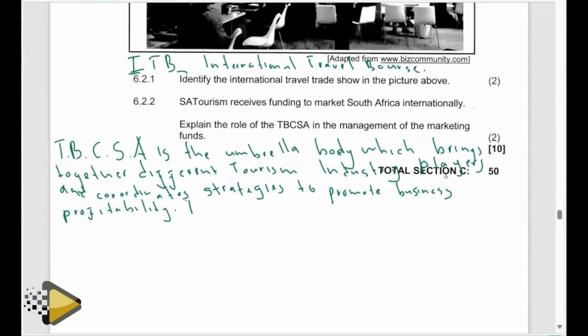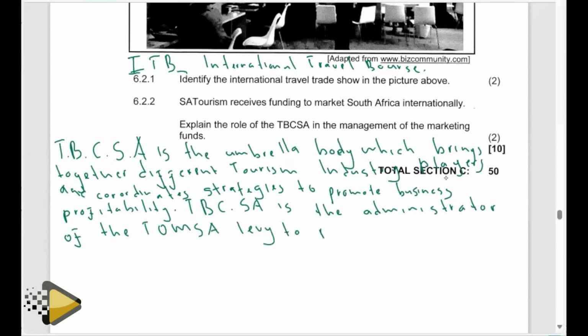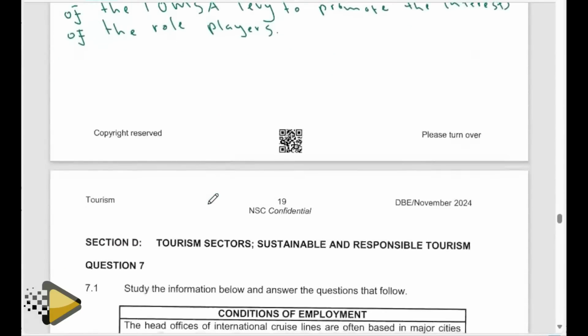Then the second thing is that TBCSA is the administrator of the funds. It is actually the administrator of the TOMSA levy. They administer or they oversee the use of the TOMSA levy to promote the interests of the role players. All right, they are the administrator of the TOMSA levy. They oversee the use of those funds to promote the interest of various role players in the tourism business.